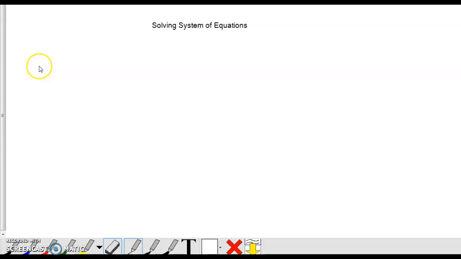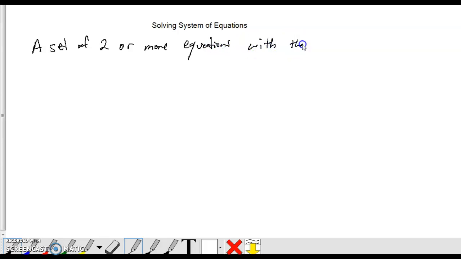All right, so let's get into solving a system of equations. So the first thing we have to do is figure out what is a system of equations. A system of equations definition is this. It says a set of two or more equations with the same variables. So as long as they're both x and y, or they're m and t, or g and t, depending on what you have, that we can solve them and figure out what kind of solution.